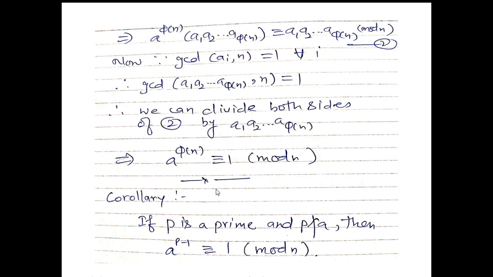Now we have a corollary to this theorem. It says that if p is a prime and p doesn't divide a, then a to the power p minus 1 is congruent to 1 modulo p.